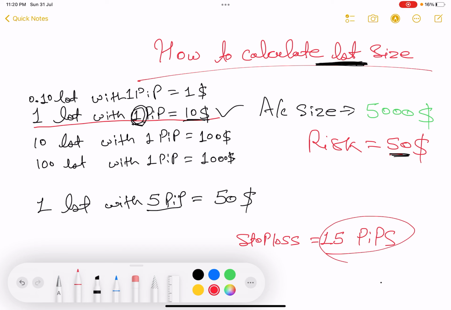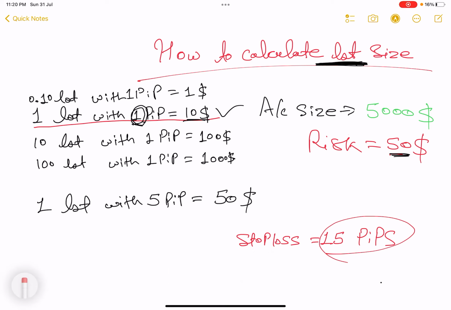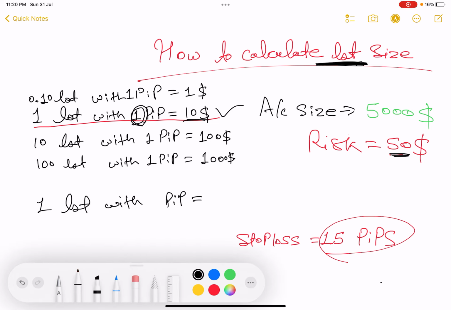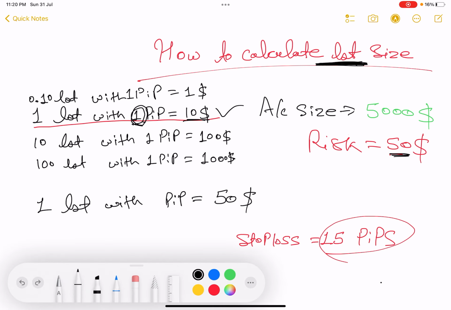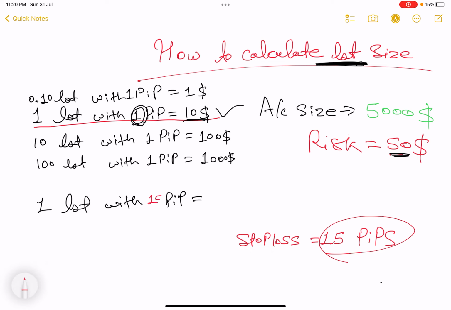What should I do? So in this situation, I can see, if I just remove this, and let me just remove this also. If I just keep it here, let's say if I just write down 15 pips, let me change the color, just a second guys. Okay, it is 15 pips. So what will happen?